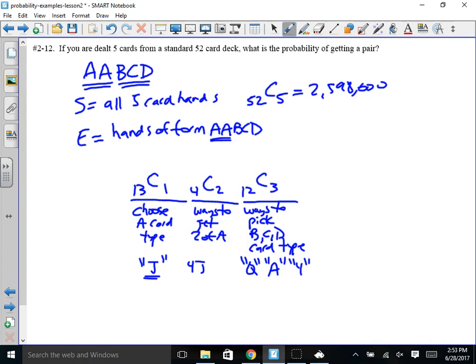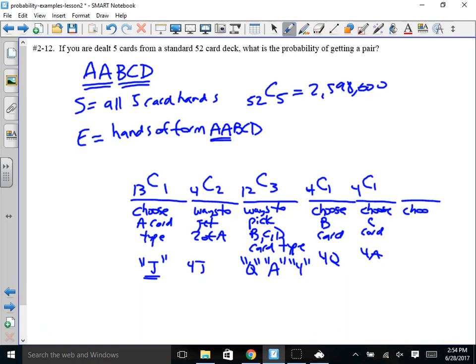And then we actually have to choose those cards, right? We have to choose the B card. In other words, out of the 4 queens, how do I choose which one to include? So there would be 4 queens, and we'd choose one of those. We have to choose the C card. So out of the 4 aces, for example, we have to choose one of those. And we have to choose the D card itself.